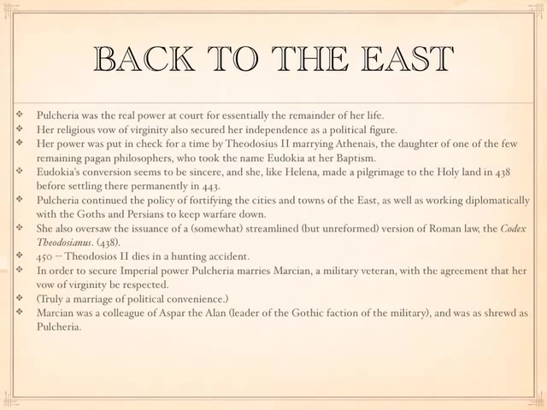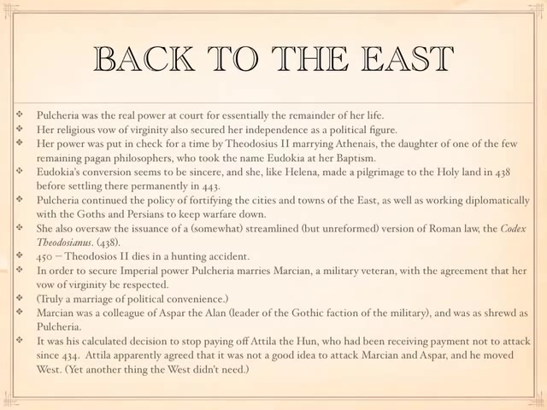Marcian was a colleague of a chap by the name of Aspar the Alan. Aspar was the leader of the Gothic faction of the military, although Gregory's entirely correct. He himself was not Germanic. And Marcian was as shrewd as Pulcheria. She chose well. She knew what she was doing in choosing a co-ruler, not so much a husband, but a co-ruler of the empire.